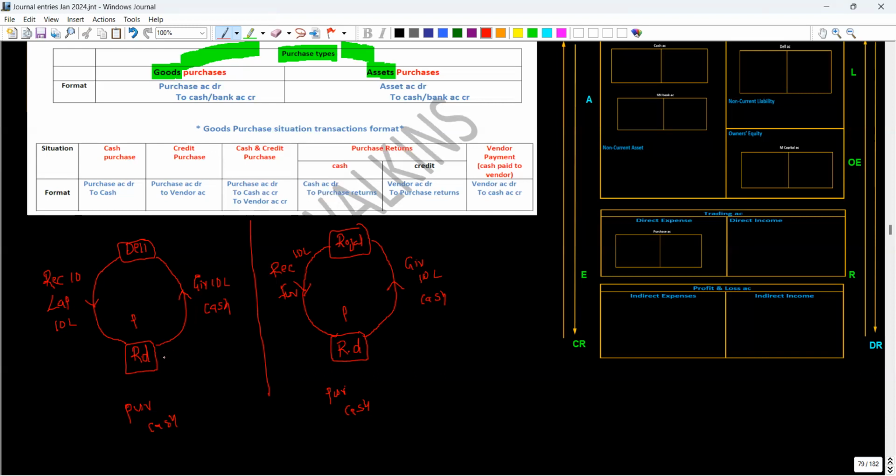We cannot maintain different types of accounts for different types of items. There are thousands of products. So for each and every product, we cannot maintain separate accounts. Simply, what we can do is, whatever the company is purchasing for resale, even if the company is purchasing different types of items, if it is for the resale purpose, record them in a single account. What is that single account name? Purchase account. Slowly you'll understand.